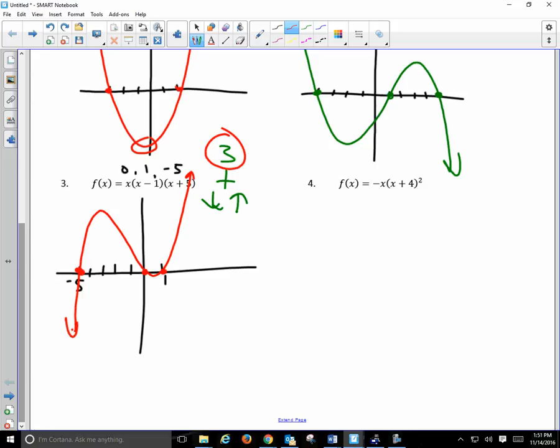Okay, number 4, what degree? We just have 2 more left. Third degree, positive or negative. And so it's going to end down. It will start up. You guys are catching on?